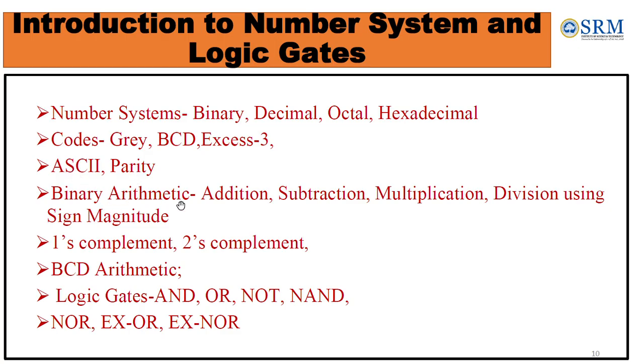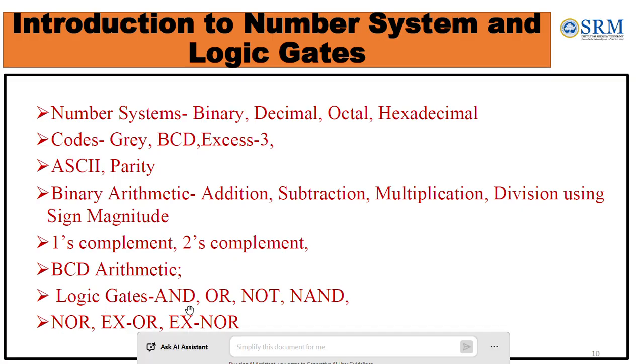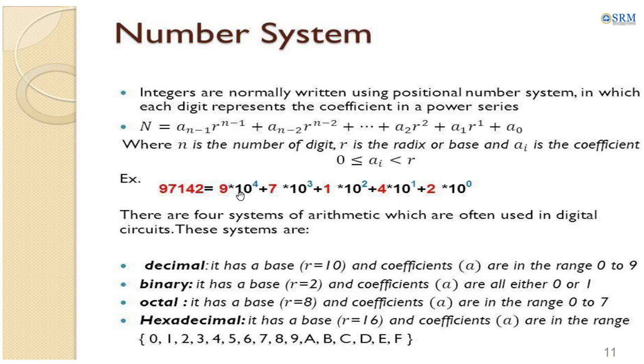In binary arithmetic, because we have binary codes, we can also perform addition, subtraction, multiplication, division using sign unity. We can also perform the subtraction with the ones complement and twos complement methods. BCD arithmetic is also there, like addition, subtraction, multiplication, division, and sign unity. And we can also perform various logic operations with the logic gates on the binary number system.